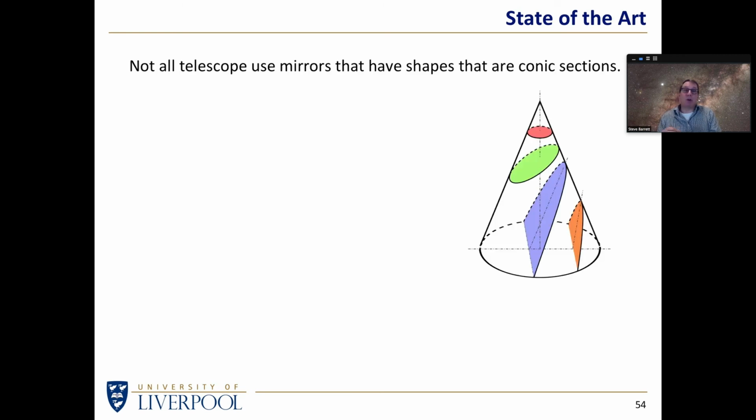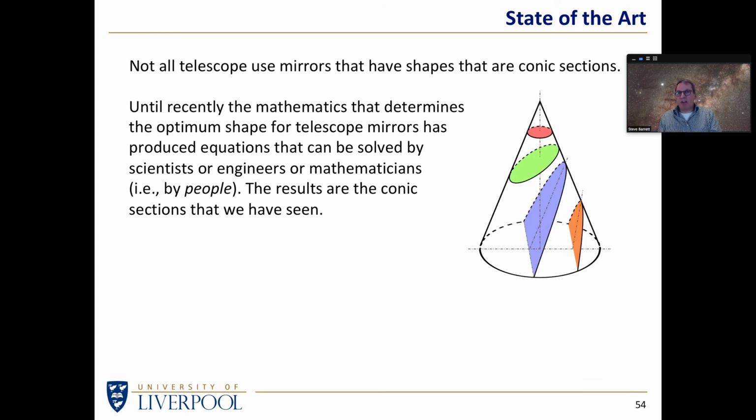And not all telescopes, indeed, use conic sections at all. Although hyperbolic mirrors are very popular these days, that's not the be-all and end-all of mirror design. Until fairly recently, the mathematics that allowed you to determine the best shape for a telescope mirror or collection of mirrors to produce the best possible images, those were shapes that were produced by equations that you could solve analytically. You can solve them by scientists or engineers or mathematicians with perhaps some help from computing machines, but effectively people could work out what the best shape was.